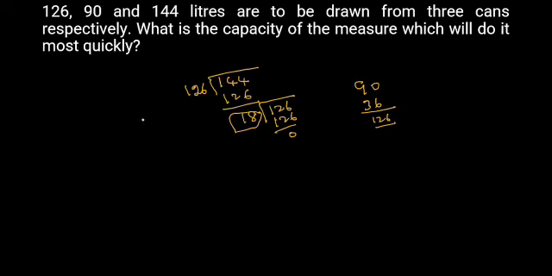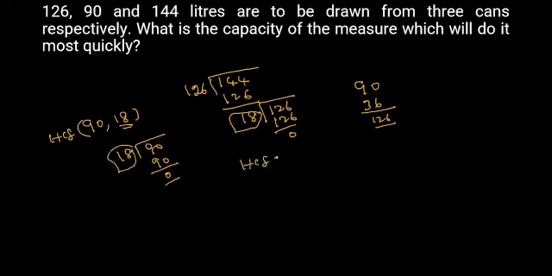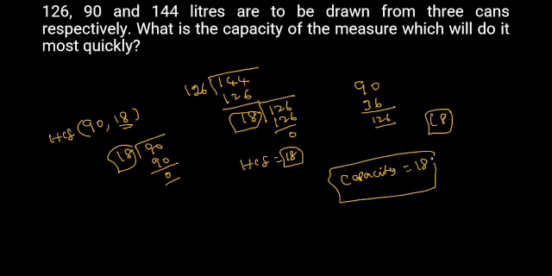Now we have to apply HCF for 90, and the HCF we have got now is 18. So we need the HCF of 90 and 18. Now 18 exactly divides 90. So when we divide 90 by 18, it exactly divides. So that means the HCF is 18. The answer is 18 in this case. So the capacity of the measure which will do it most quickly is 18. The capacity is 18.